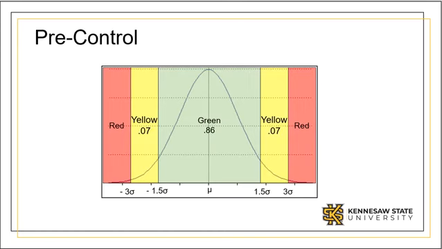At plus or minus 1.5 standard deviations from the mean, we hit the yellow zones. The red zones are beyond plus or minus 3 standard deviations from the mean. Even though the numbers appear to indicate that the area is 0 in the red zones, they are in fact not 0, but very small.